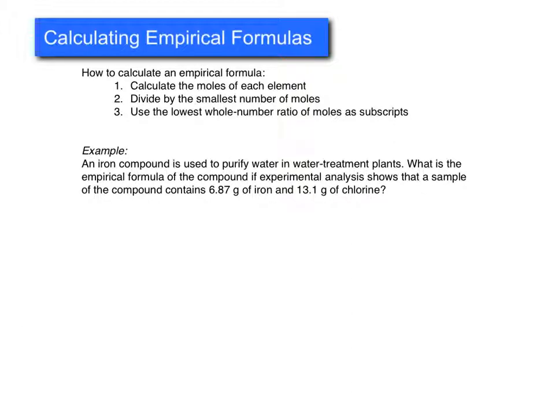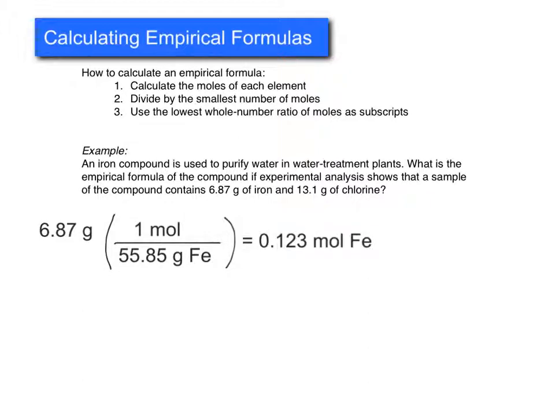So we want to take 6.87 grams of iron, we'll do iron first, and multiply that times our conversion factor from grams to moles. So since we're starting with grams, we want to put grams in the bottom. If we look at our periodic table, we can see that 55.85 grams of iron is 1 mole of iron. Okay, and then when we do that division, we get 0.123 moles of iron.